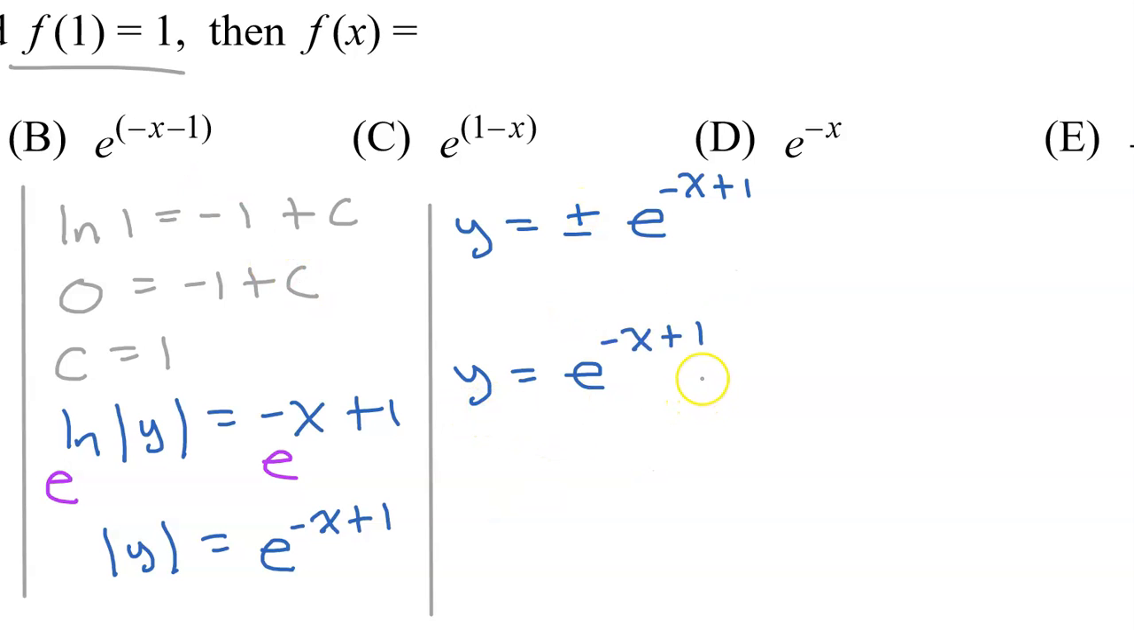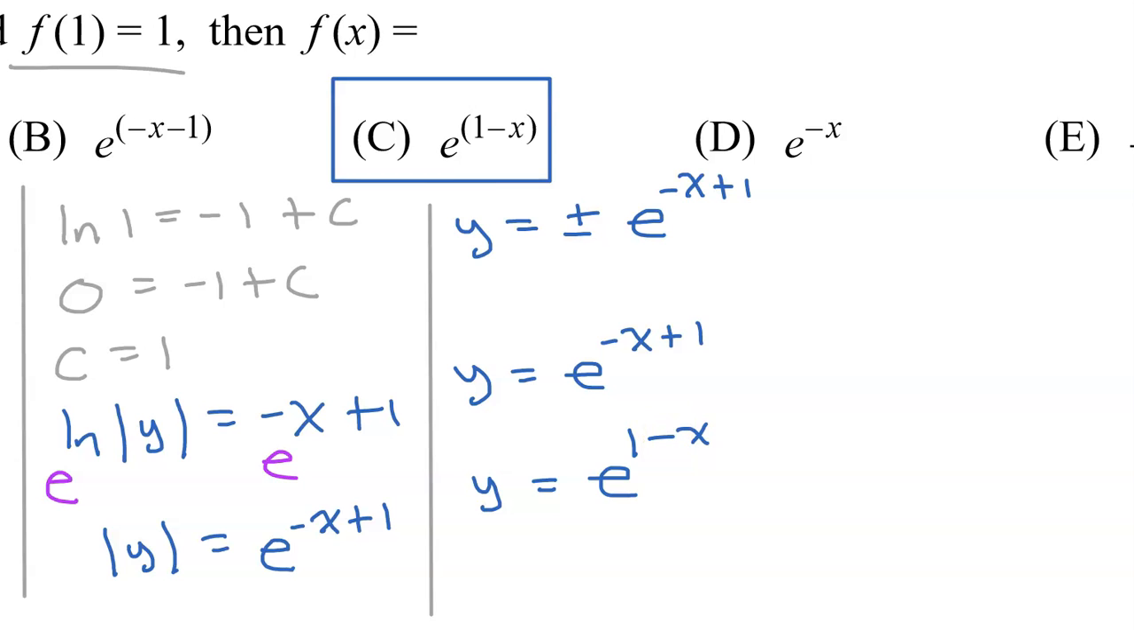If we compare this to the answer choices, we see that option C is a match because this is the same as y equals e to the 1 minus x power. Kabam! So yeah, that was the long way to solve this particular problem, but you may need those skills depending on how the question is set up.